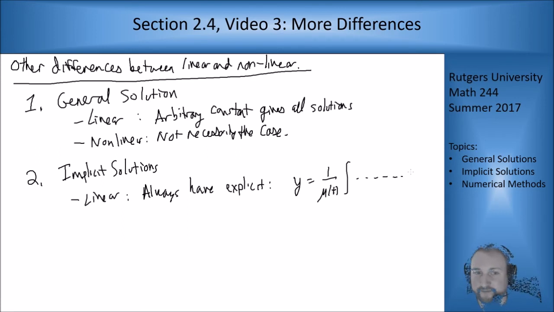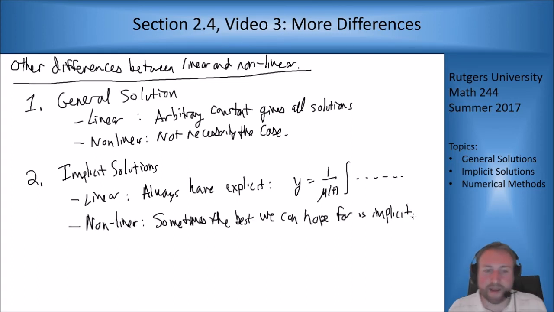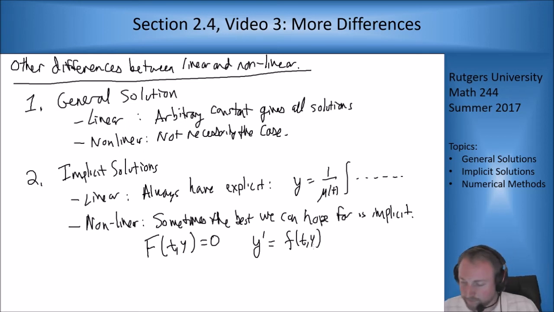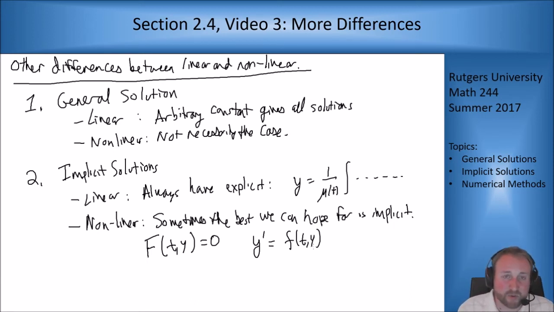For nonlinear, again, not necessarily the case. Sometimes the best we can hope for is an implicit solution. By that, I mean something of the form capital F of t, y equals 0, where y solves the ODE y prime equals f of t, y. This is sometimes called an integral of the differential equation if it's an implicit solution like this. And sometimes that's really the best you can do for nonlinear equations. There might just be no hope for anything better than that.